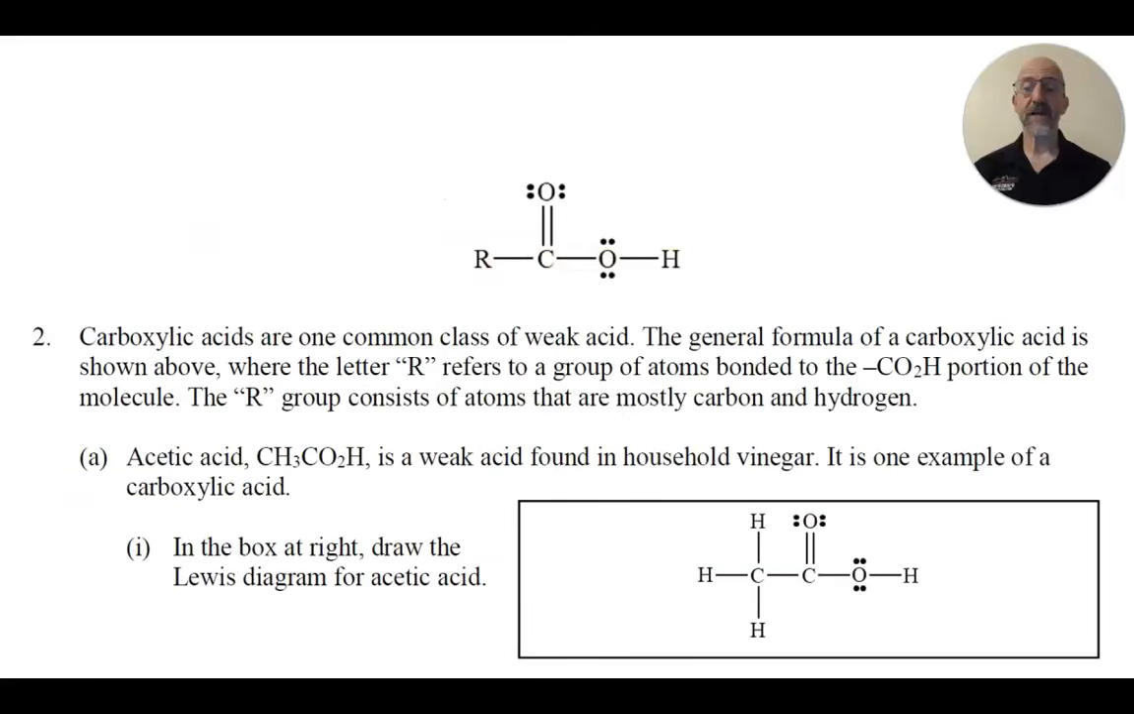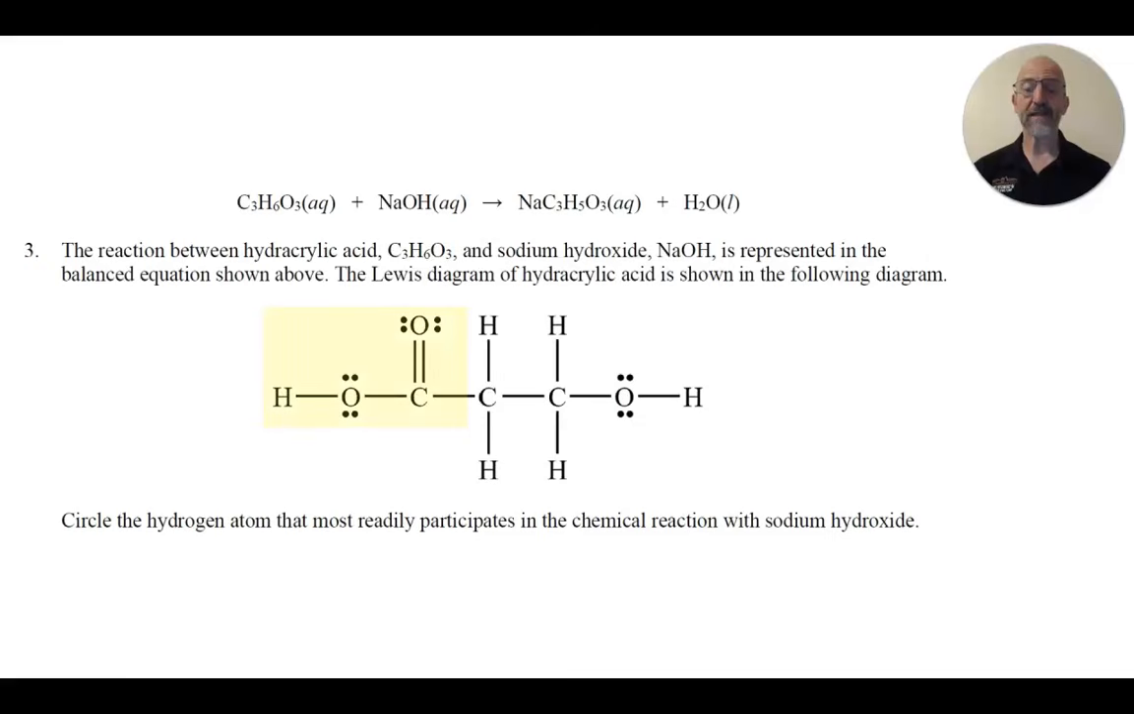Now, on this next slide, this is from my video from my AP Chemistry CED Units playlist, where I was talking about topic 8.6, and we are looking at the fact that carboxylic acids are one common class of weak acid. The general formula of a carboxylic acid is shown above, where the letter R refers to a group of atoms bonded to the CO2H portion of the molecule. Now let's go back and take a look at hydrochloric acid. Right there, I'm highlighting on this slide the carboxylic acid portion of the hydrochloric acid molecule.